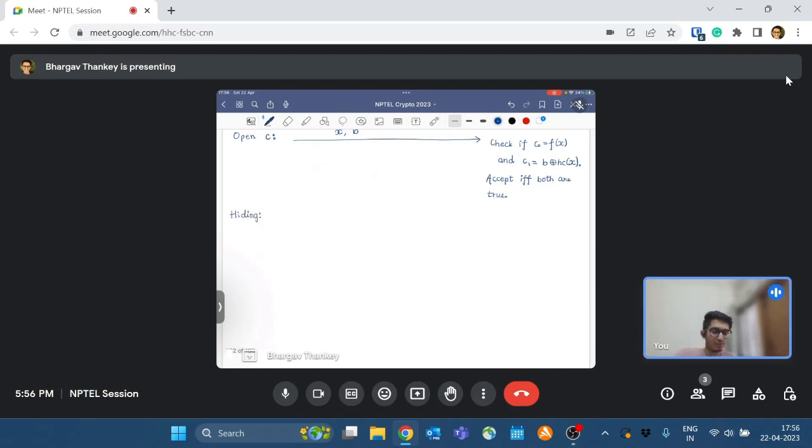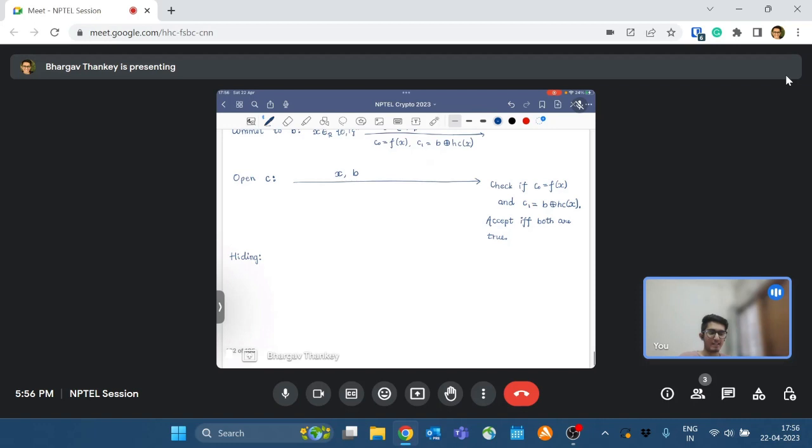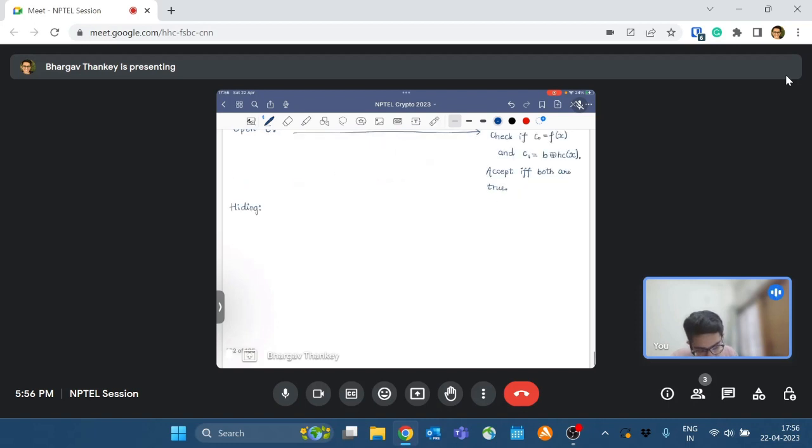So what we'll do is the following. We'll show that if there exists an adversary A which can break the hiding property, then there exists an adversary A subscript HC which can break the hardcore predicate. That is, which can compute the hardcore predicate just given f of x, which would violate the assumption that it's a hardcore predicate. So that would imply that no such A can exist.